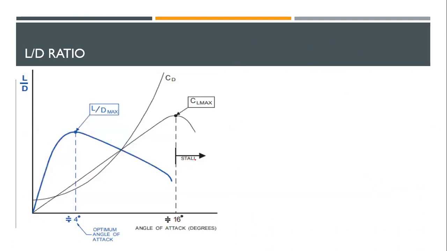So there is a comparison between my CL max, L by D ratio, and angle of attack. Angle of attack is on the x-axis. On the y-axis, I have L by D ratio. You can see with increase in angle of attack, my L by D ratio increases. Starting, see the blue line? It keeps on increasing until it reaches L by D max, after which, if I increase my angle of attack, it will continue to go down.